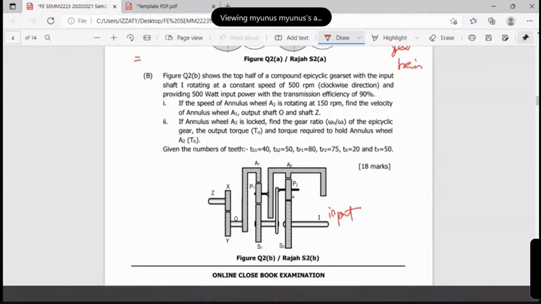If the speed of annulus A2, this one is A2, is rotating with 150, and this one is rotating with 500. I'm not putting the units here because it's a small space here. Just put 150. Find the velocity of annulus A1. Find what is A1, the O here and the Z here. Okay, so that is not very difficult.